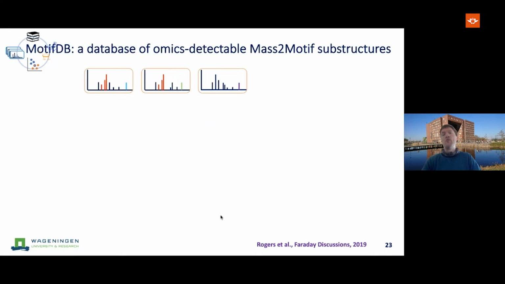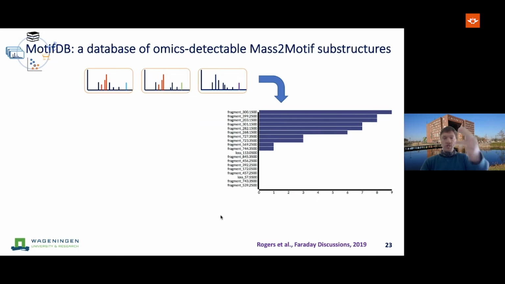So there's also a database, MotifDB, that we coined to collect omics detectable substructures. The way it works is that if you annotate substructures in your data, because that's maybe something good to also mention, the LDA algorithm doesn't annotate the stuff for you. You still have to do it yourself.